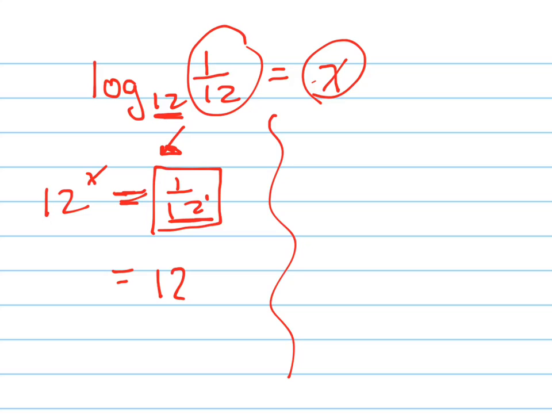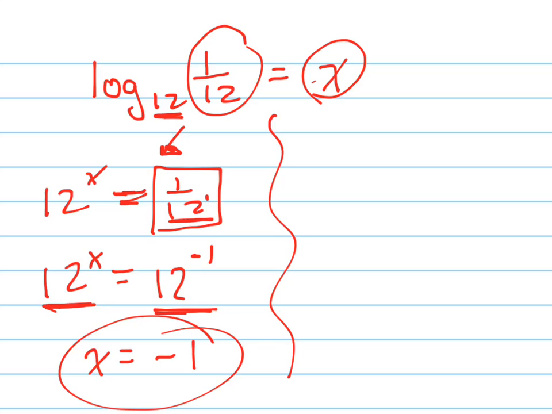How can I get this 12 to the 1 to the top of the fraction? Times the reciprocal. 12 to the negative 1. That's the definition of a negative power. Hold on, but we're not done. So tell me what x equals. If 12 to the x equals 12 to the negative 1, then what's x? It's negative 1. x equals negative 1. And that's your answer.